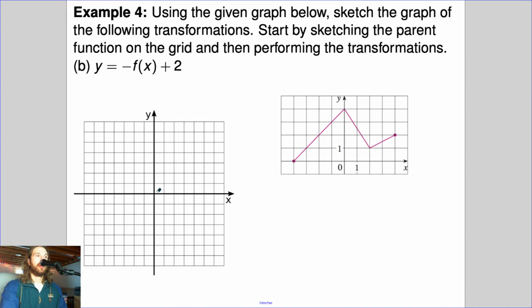All right. So again, I've got my reference point. And then you can go through, we're going to reflect, right? There's 2 things that happen. There's a reflection over the x-axis, and then you add 2.